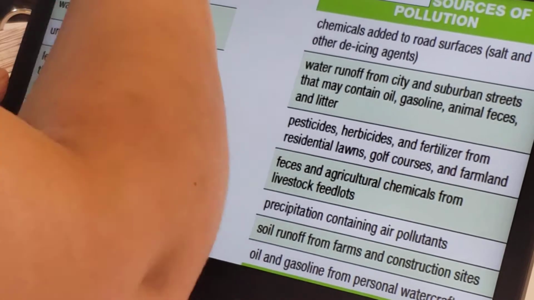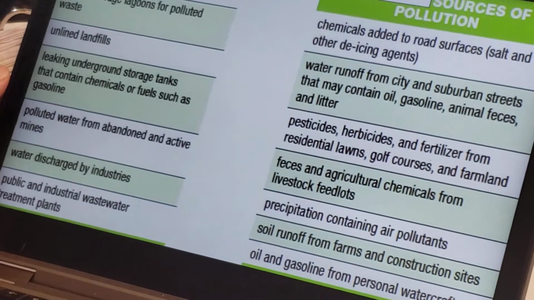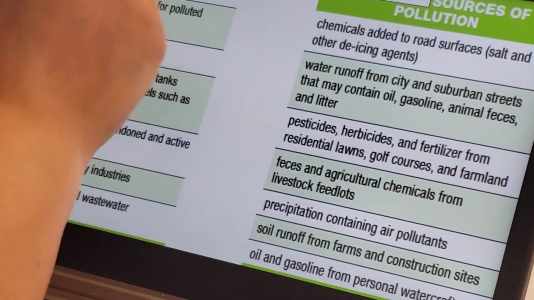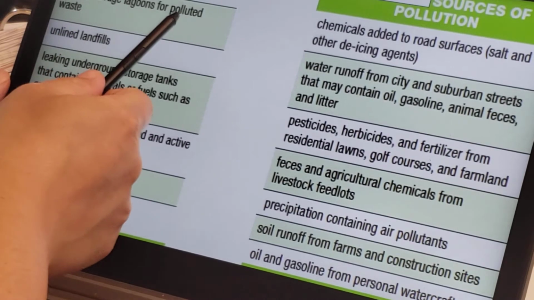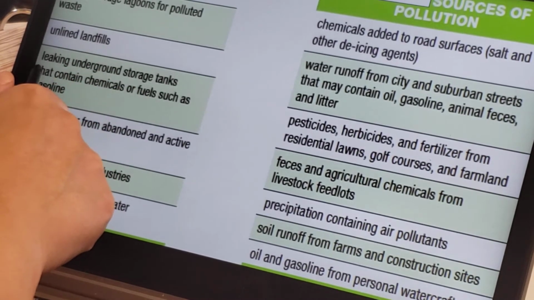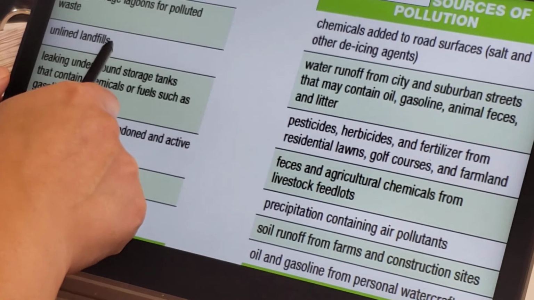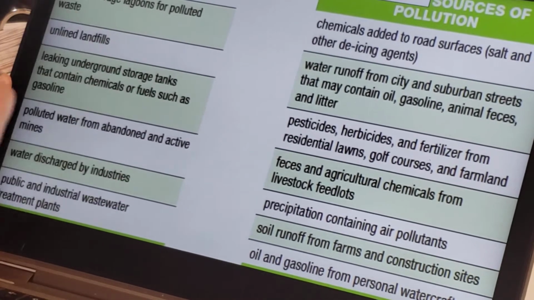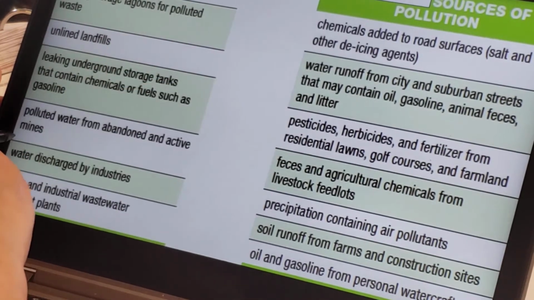So you've got point. You can point at it. You know exactly where the pollution came from. Point source examples: leaky septic tank. Leaking storage lagoons for polluted waste. Unlined landfills. Erin Brockovich story. If you've ever seen that movie, you've got to get your parents' permission to see it because there's a lot of bad words, but it's a really good example of point source pollution. Leaking underground storage tanks that contain chemicals or fuels, such as gasoline that leaked out.